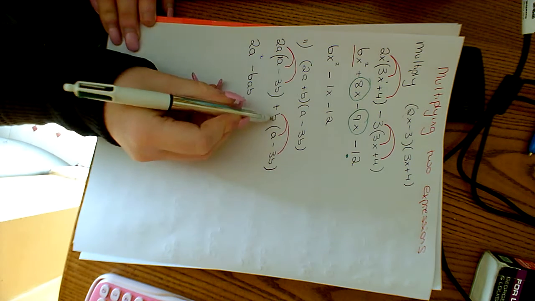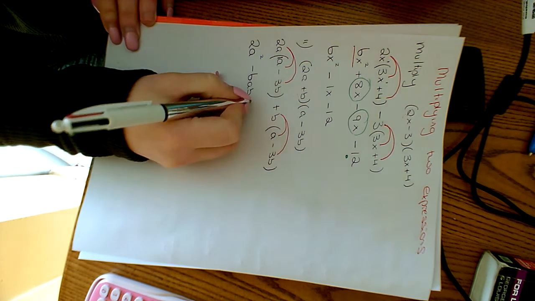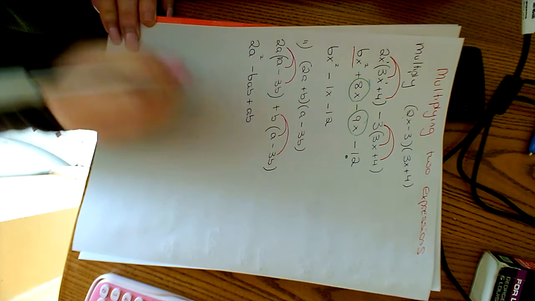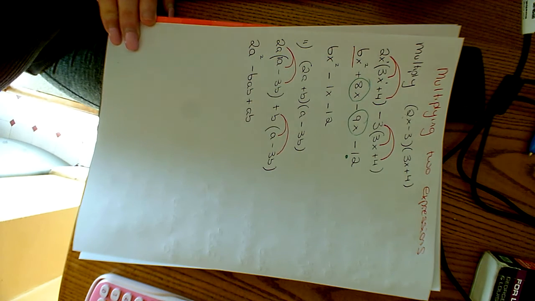Now I have plus b times a. That's going to be plus ab. You would not be wrong if you said plus ba, but we usually put our letters in alphabetical order.